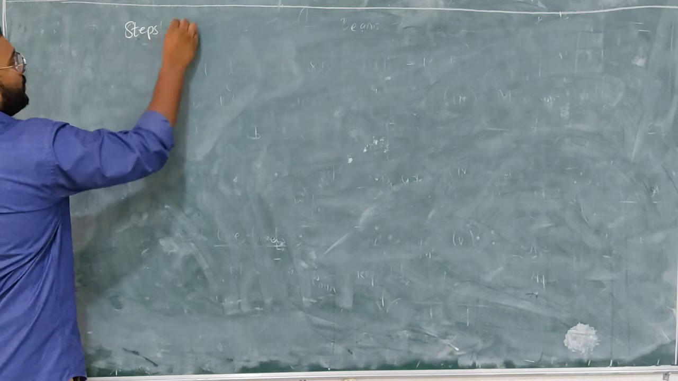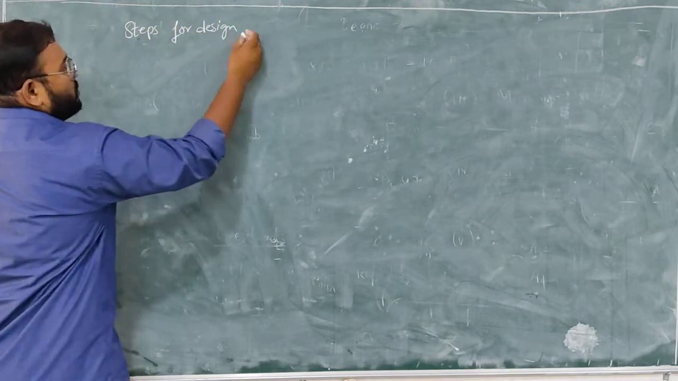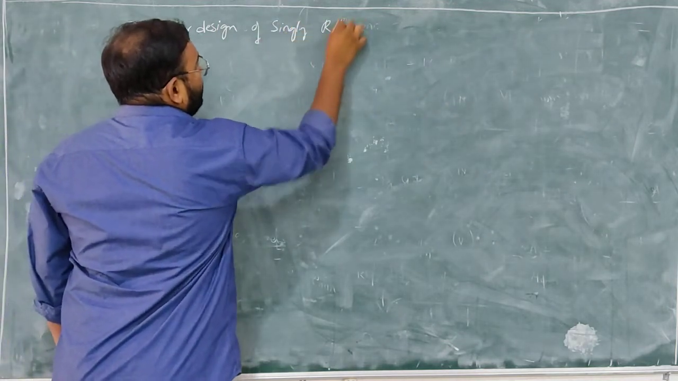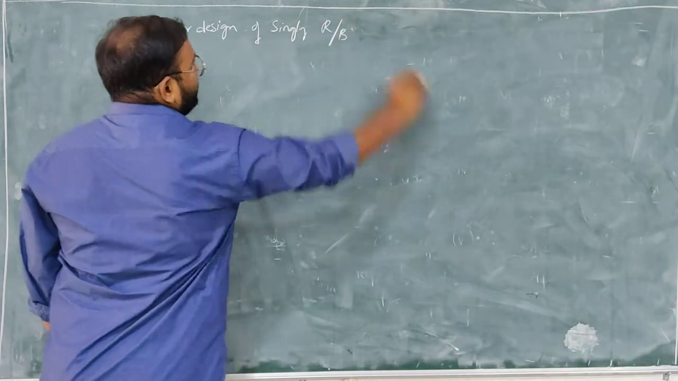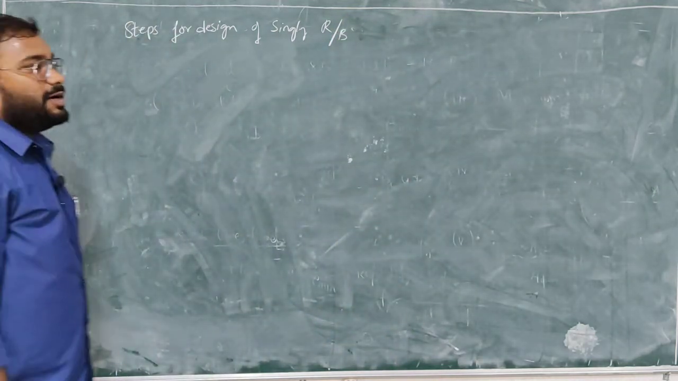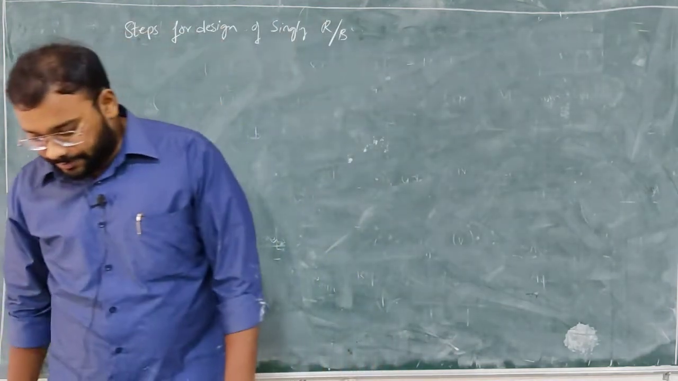Steps for design of singly reinforced beam. What do you mean by singly reinforced beam? Reinforcement is provided only in the tension zone. In the compression zone, there is no reinforcement.